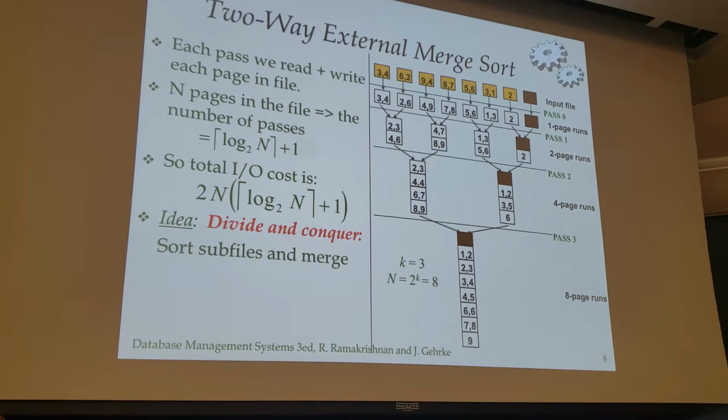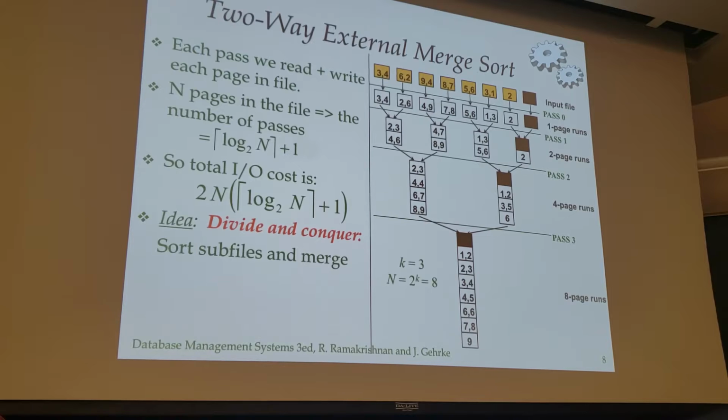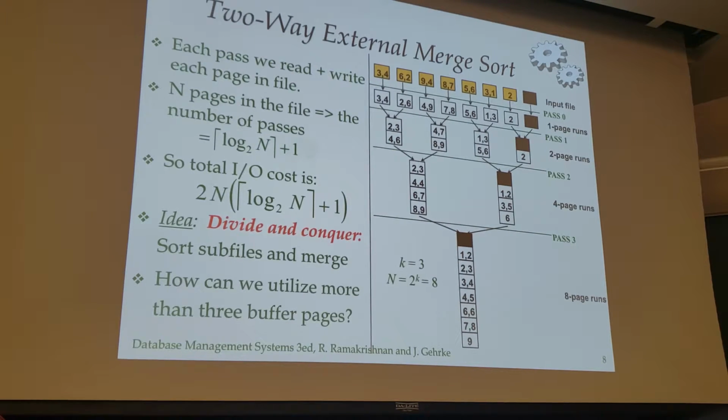That's the total cost. So sort the subfiles and merge, sort the subfiles and merge, and you've seen many divide and conquer algorithms, merge sort, quick sort, and so on. This is, again, a simple divide and conquer merge sort, and we're going to make this better.